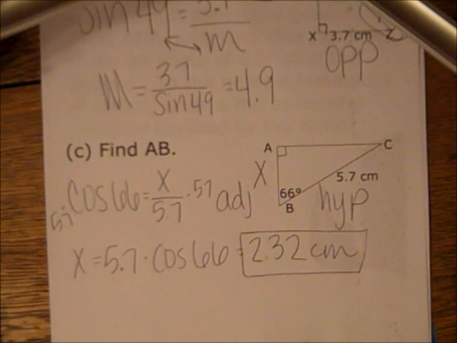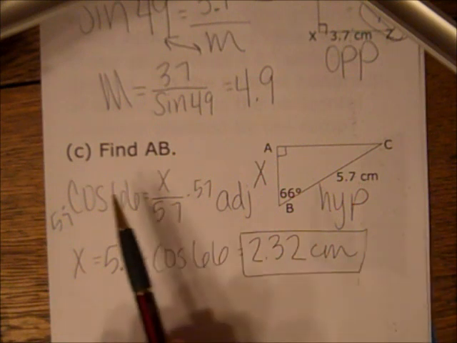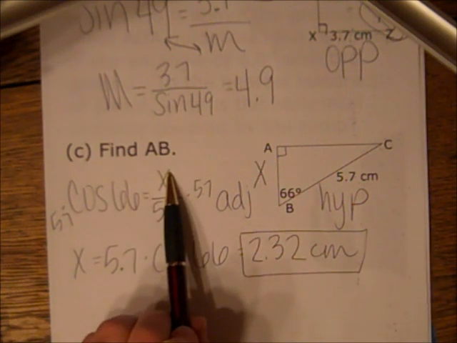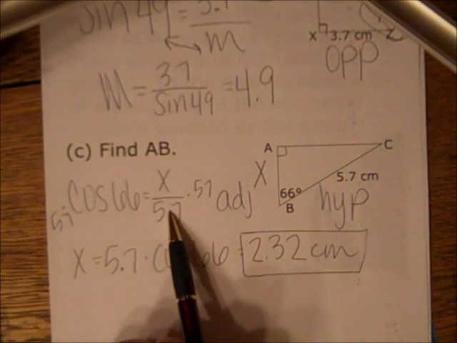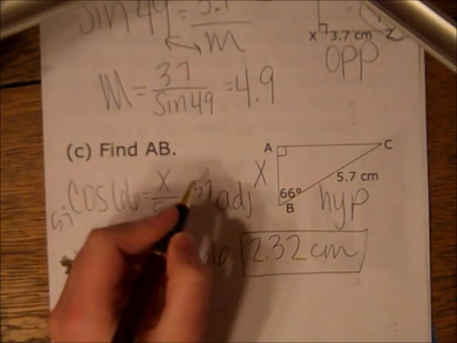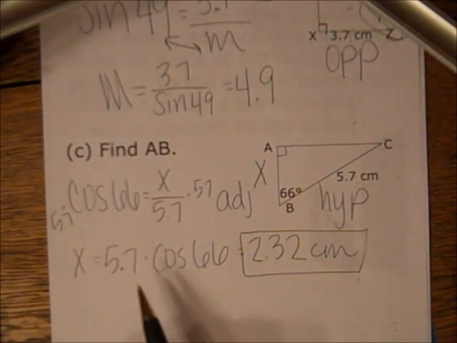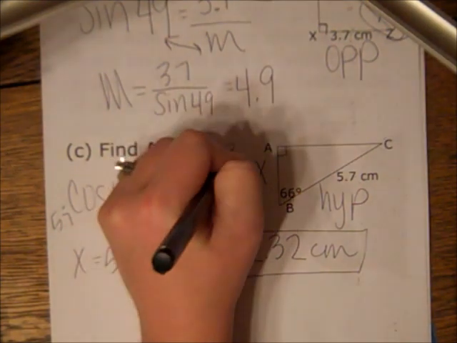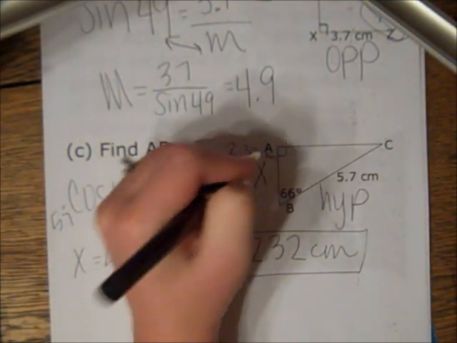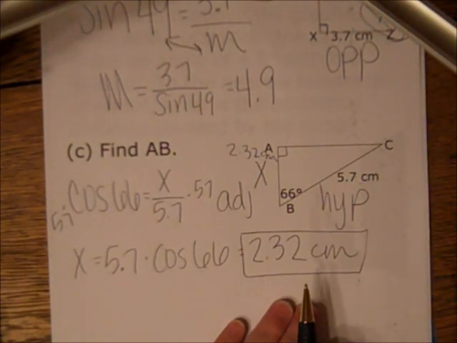Okay, so here's this one. I'm looking for the adjacent side. I have the hypotenuse. So I set up my equation cosine of 66 equals x over 5.7. Now this time the variable is on the top, so I just use regular algebra to solve. If they divided by 5.7 in the problem, then I need to multiply by 5.7 here and here to get it off. So all I have to do is type in my calculator 5.7 times the cosine of 66, and then I get 2.32 centimeters. And this seems like a reasonable answer because it needs to be smaller than the hypotenuse, so 2.32 seems to work.